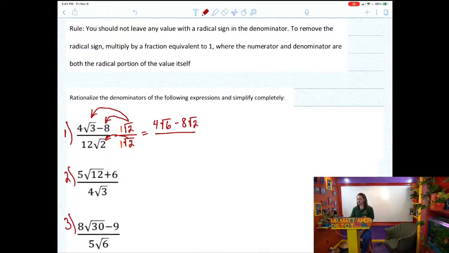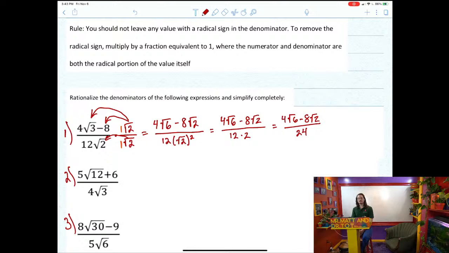In the denominator, 12 root 2 times root 2 is going to give us 12 root 2 squared. So that's going to be 4 root 6 minus 8 root 2 divided by, root 2 squared is just 2, so that's 12 times 2. So that's going to turn into 4 root 6 minus 8 root 2, quantity divided by 24.